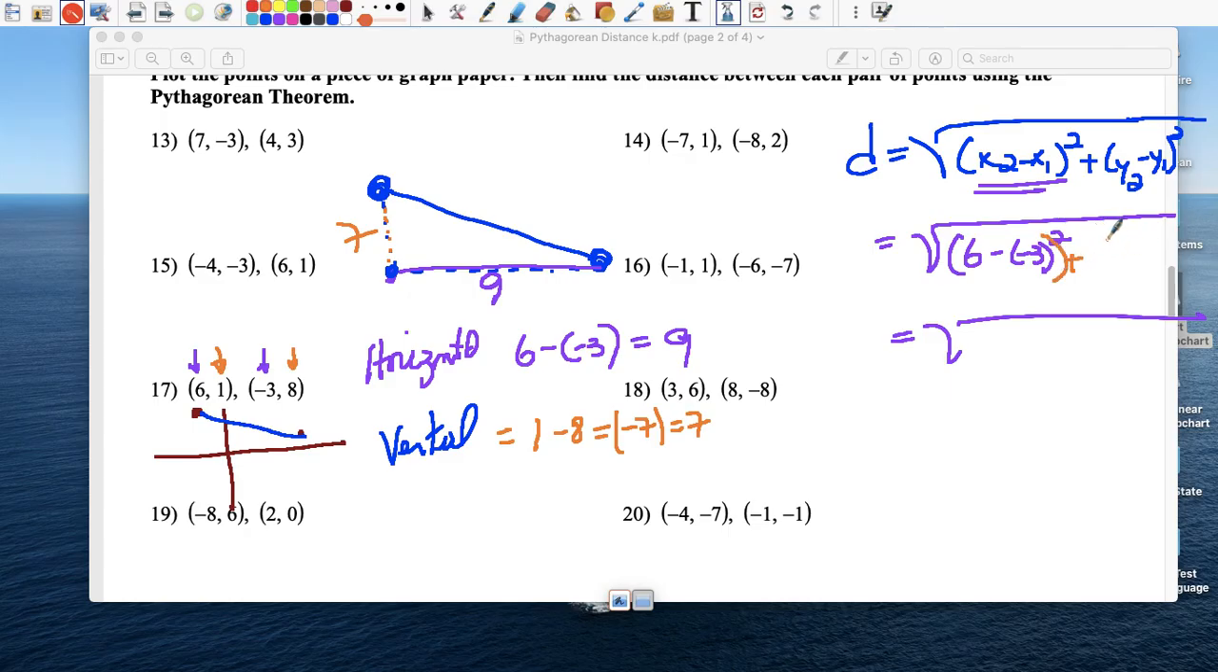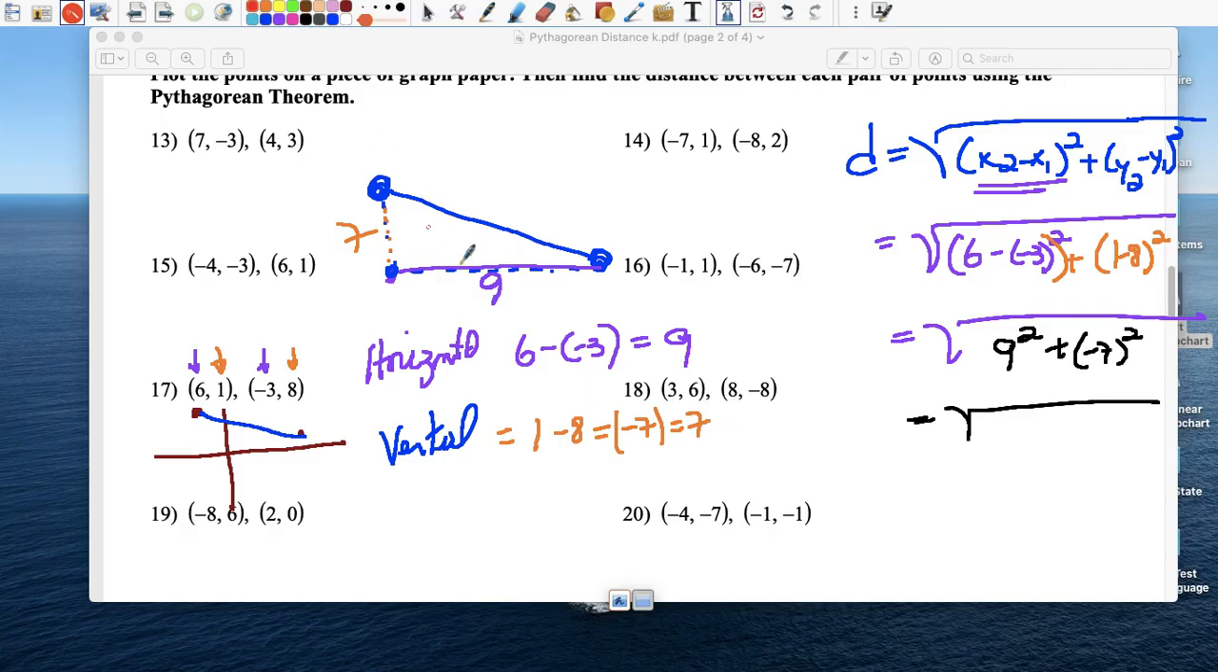let's put up parentheses here. I would get 1 minus 8 to the second power. Let's see if we get the same thing. So 6 minus -3 is 9, and I get 9 to the second power. Here I'm going to get -7 to the second power, right?